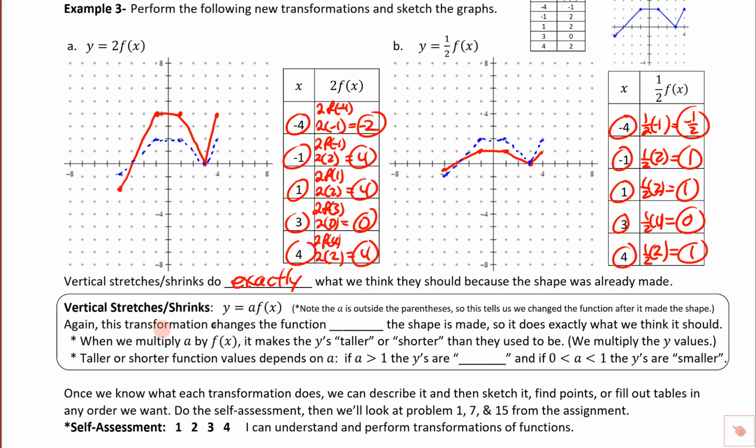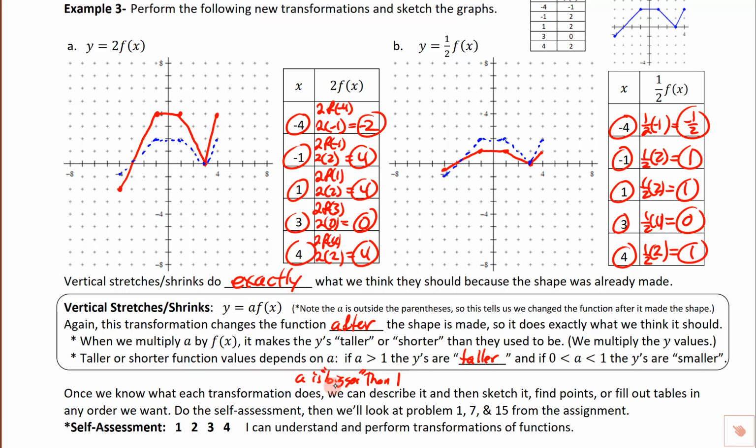So again, this transformation changes the function after the shape was made. So it does exactly what we'd think. When we multiply a by f of x, it makes the y's taller or shorter than they used to be. So we multiply the y values by whatever this number is. Now, whether those function values are bigger or smaller than they used to be depends on what a is. So if a is greater than 1, so in other words, if a is bigger than 1, and I'm going to put bigger in parentheses, you might see why in the next couple of sections, okay, then the y's are taller than they used to be.